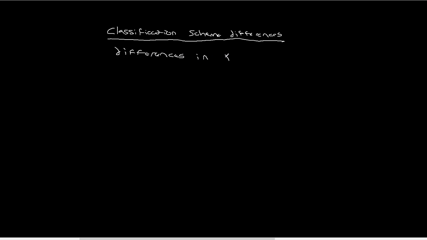So classification scheme differences, put simply, are just differences in the definitions of classes between classifications. I think this is hopefully a pretty straightforward concept. I don't want to spend too much time on it, but I just want to draw your attention back to that idea of consistency in classification training data to highlight what we're talking about here.